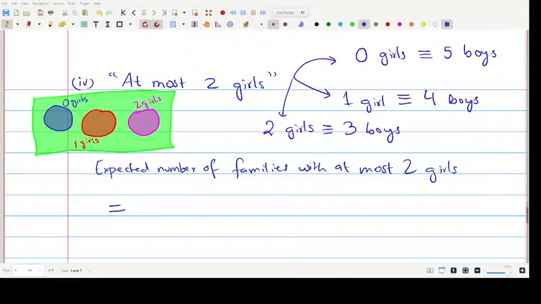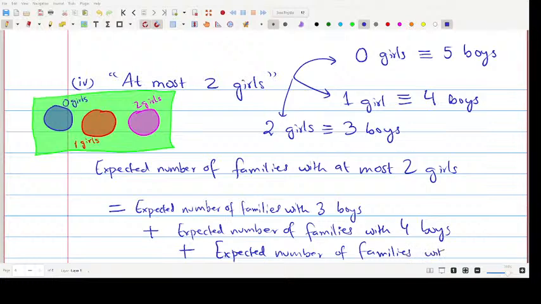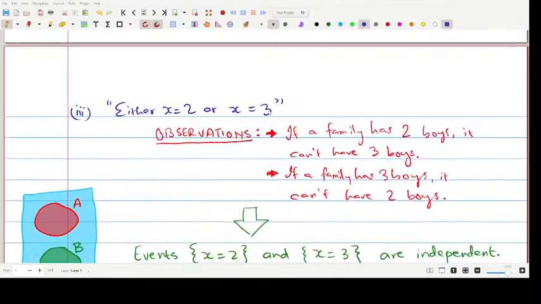Therefore, the expected number of families with at most two girls is equal to expected number of families with three boys plus expected number of families with four boys plus expected number of families with five boys. I'm going to write a lot in the next 1 minute, so please bear with me.